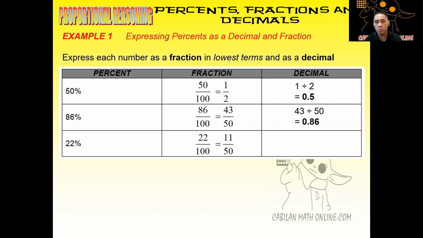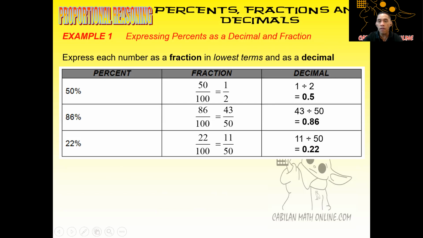Okay, and just like we did in the previous examples, when you divide either of those two fractions, 22 divided by 100 or 11 divided by 50, that's going to give you 0.22. All right, now, when you're dealing with percents, fractions, and decimals, you can go from one form to the other simply by multiplying or dividing, as you can see.